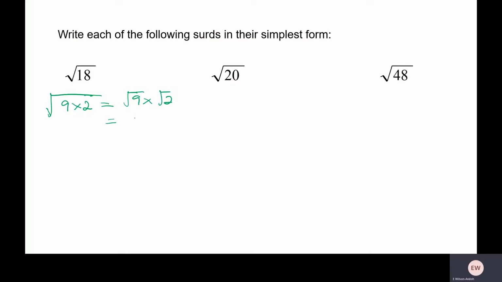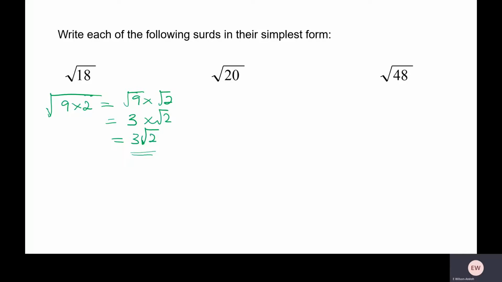And root 9 is equal to 3. So we will get 3 times root 2, and this is equal to 3 root 2. So we have simplified root 18. And if you check our final answer, because 18 is a surd, we couldn't remove the root from the answer. We still see the root in the final answer.